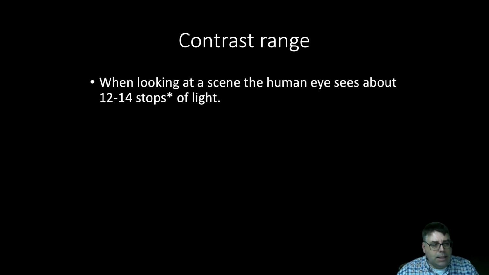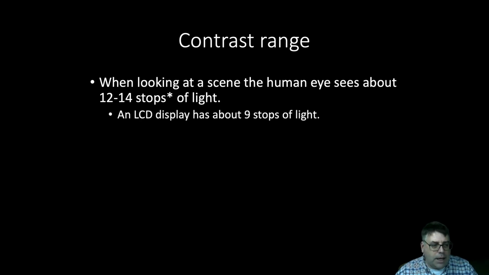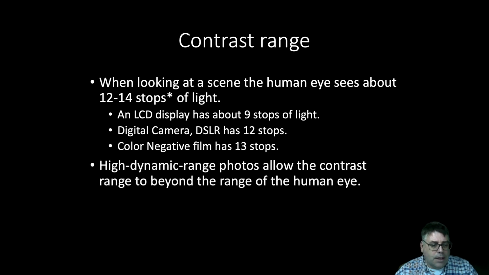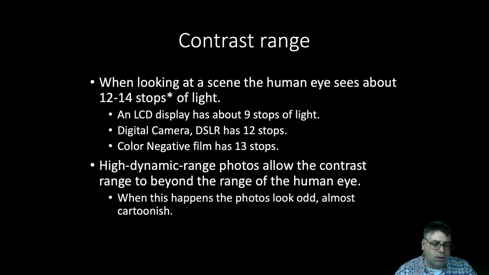So when looking at a scene, the human eye sees about 12 to 14 stops of light. An LCD usually displays about 9 stops of light, and a digital camera, a DSLR, has about 12 stops of light, depending on how you shoot it. Color negative film, the regular color film that most people use, has about 13 stops. So high dynamic range allows the contrast range to go beyond that human eye range. And this is what happens: sometimes the photos can look odd and almost cartoonish.